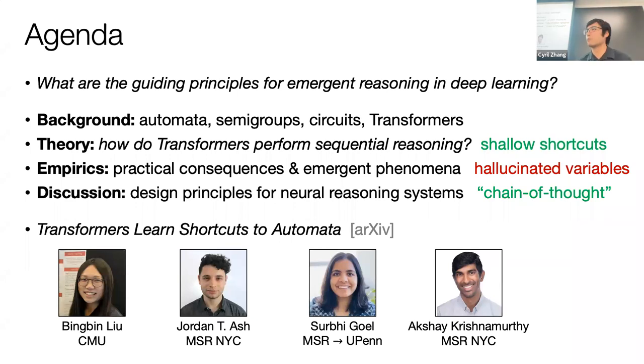I want to mention that this is work with a fantastic group of collaborators. Bingbin Liu in particular was the intern who we had the privilege of hosting this past summer at MSR New York. She is a grad student supervised by Andrej Risteski and Pradeep Ravikumar, and is the rare kind of student who will solve the hardest math problem you'll see in this talk and run all the experiments. Props to her. Also with my wonderful colleagues, and Surbhi is headed to UPenn in the next month.